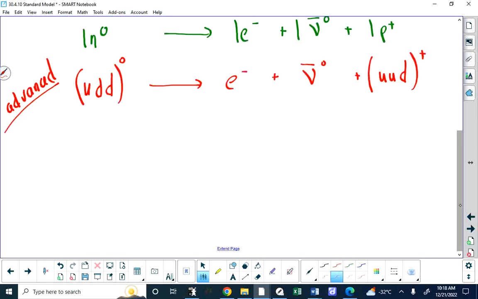But inside of this neutron was an up quark, a down quark, and a down quark. Inside of the proton, there's still an up quark and there's still a down quark. But there's one less down quark. There's an up quark. What's happened is this guy is still there.